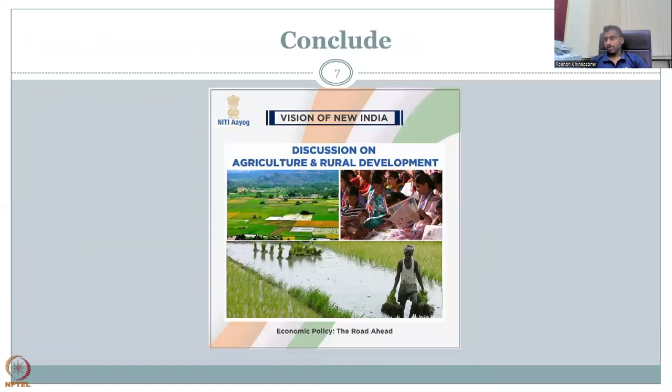With this, I would like to conclude today's lecture. And this book also gives a very good indicator of the vision of New India and how to look at agriculture and rural development. Inside, a lot of the concepts that I discussed on GIS remote sensing have been discussed. With this, I will see you in the next class.